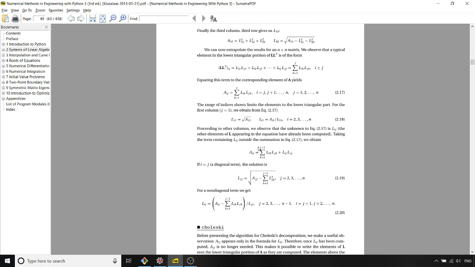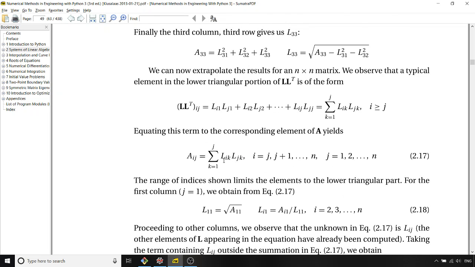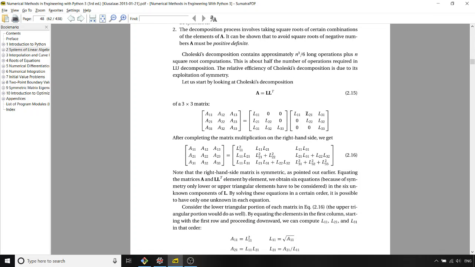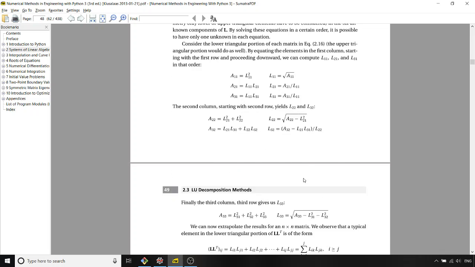J means column, the column's index. So from i, and j is column, and k will be just from 1 to the number of columns. In other words, if you are on the second column, you will have 2 elements. Third column, you will have 3 elements.